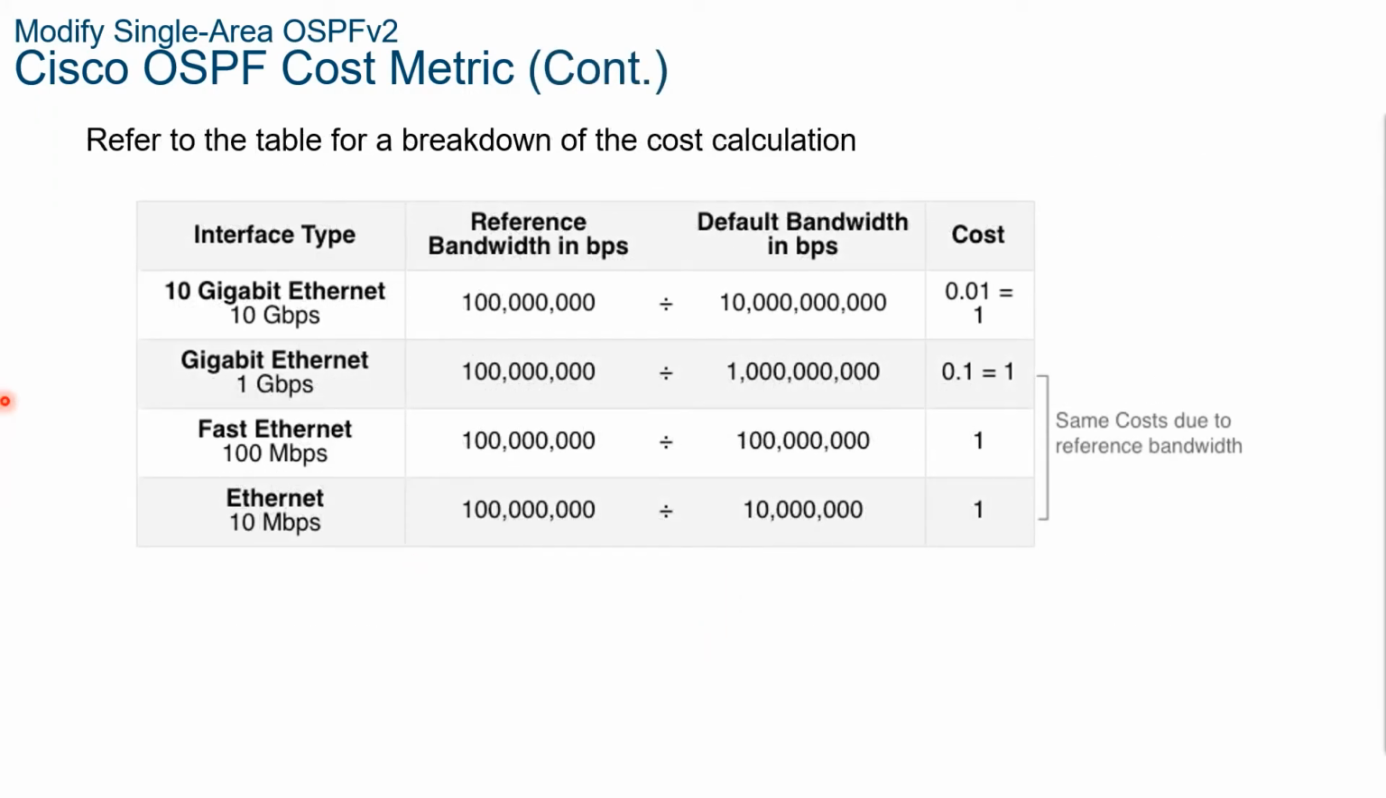All right. Now, this is the table that we are pertaining to in the previous slide. Basically, you just have to refer to this table. If you are using 10 Gbps or 10 Gig Ethernet, the cost is 1. Also Gigabit Ethernet, Fast Ethernet, and Ethernet have the same cost due to the reference bandwidth, which are all 1. So you don't have to compute, just refer to this table here.